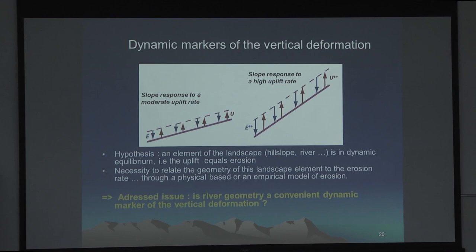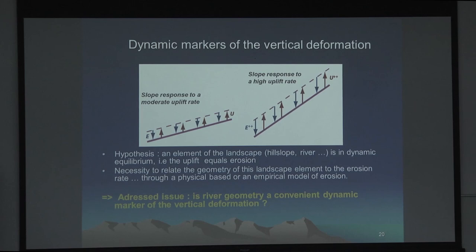Another point for which we are interested in studying and quantifying surface processes is this. For a landscape at steady state, like probably the Southern Alps of New Zealand, it means the geometry of the range is remaining stable in time. It means that the erosion is able to equal the uplift. So in that case, erosion rate is equal to uplift rate.